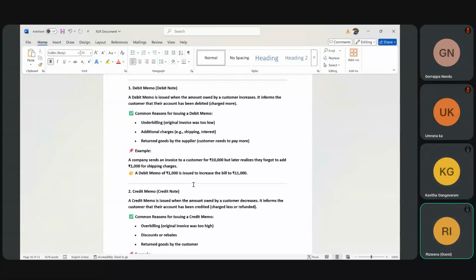Adding the expenses as well, whatever the charges may be, including everything in the bill. Yes, that is right, ma'am. Yes, ma'am. We are including everything in the bill. That is a debit memo. Understood? Any doubt?